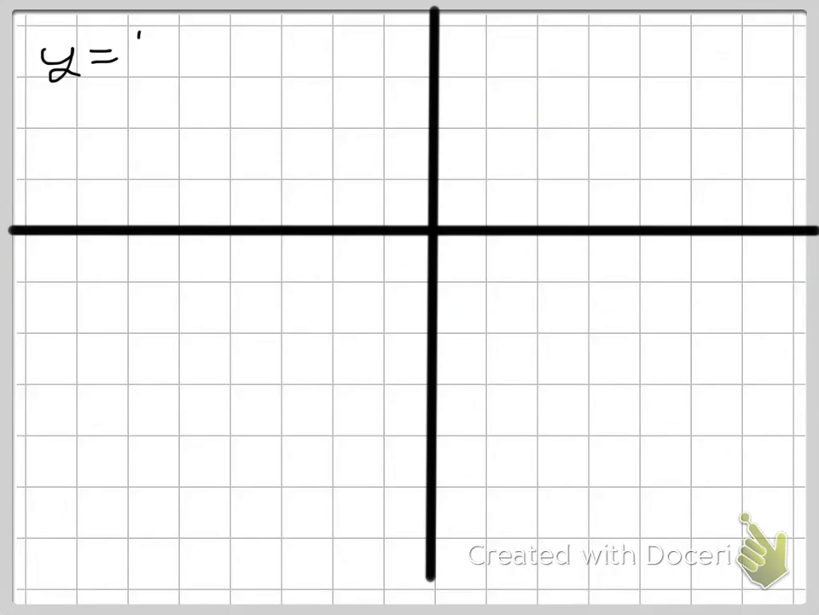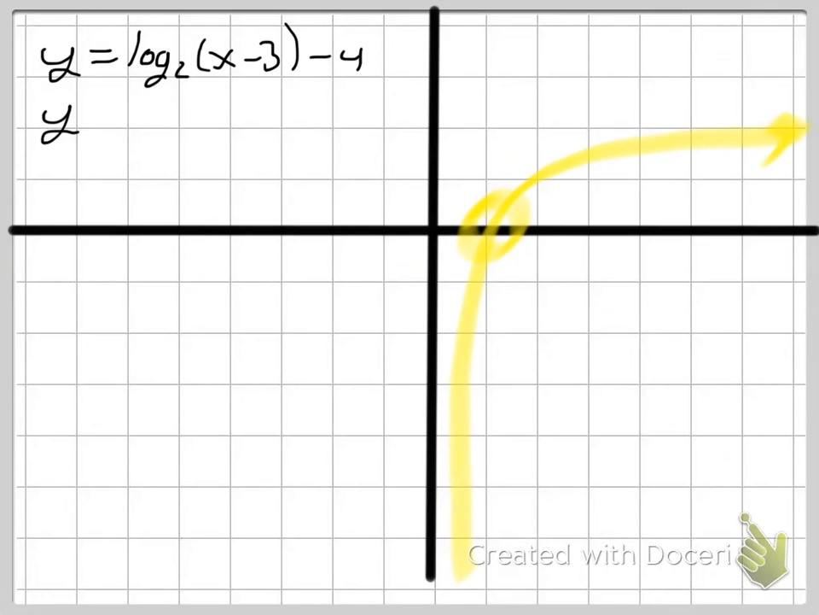So let's do an example. y equals log base 2 of (x minus 3) minus 4. So remember this point right here, you kind of look like this. Now what the minus 3 is going to do is shift this 1, 2, 3 over. So we're going to move 3 over. And then the 4 is going to shift us down 4.